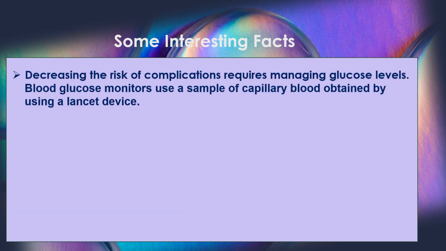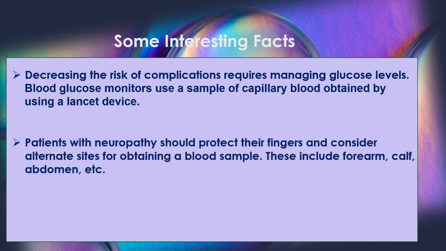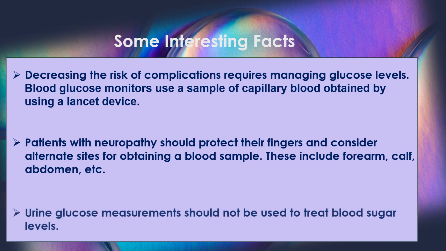Decreasing the risk of complications requires managing glucose levels. Blood glucose monitors use a sample of capillary blood obtained by using a Lancet device. Patients with neuropathy should protect their fingers and consider alternate sites for obtaining a blood sample. These include the forearm, calf, abdomen, etc. Urine glucose measurement should not be used to treat blood sugar levels.